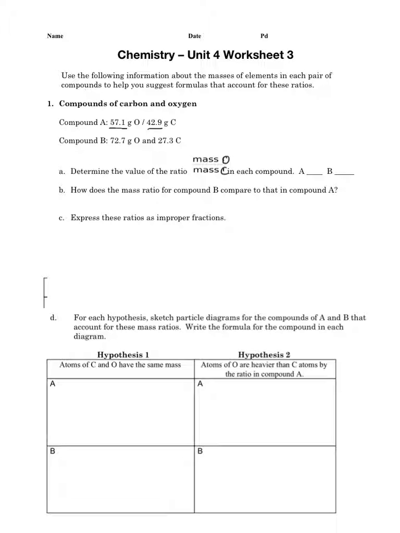So the first thing I want to do is, it says determine the value of the ratio of the mass of oxygen per mass of carbon in each sample. So all I have to do is divide 57.1 by 42.9, and that will equal 1.33. For the next one, compound B, we have 72.7 grams of oxygen and 27.3 grams of carbon. When you divide that, that's going to give you 2.66. So I can fill those in down here also.